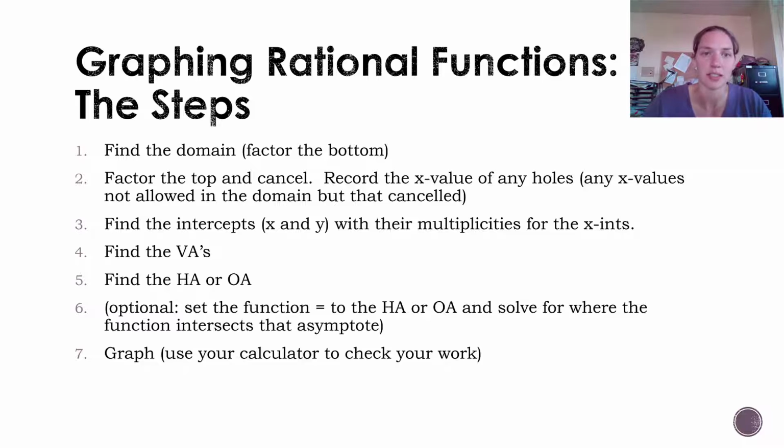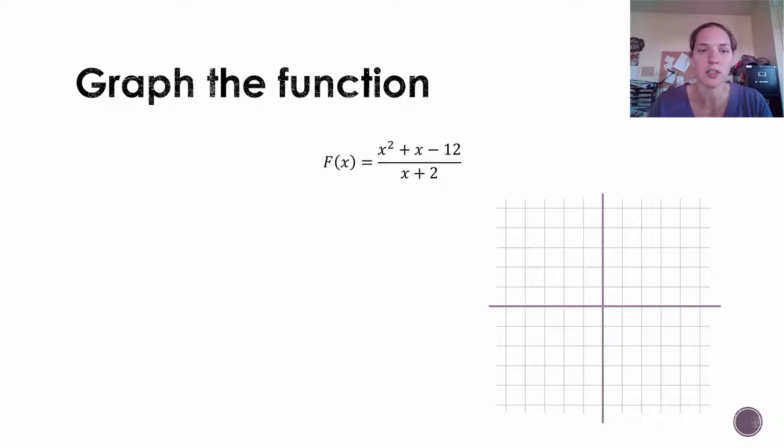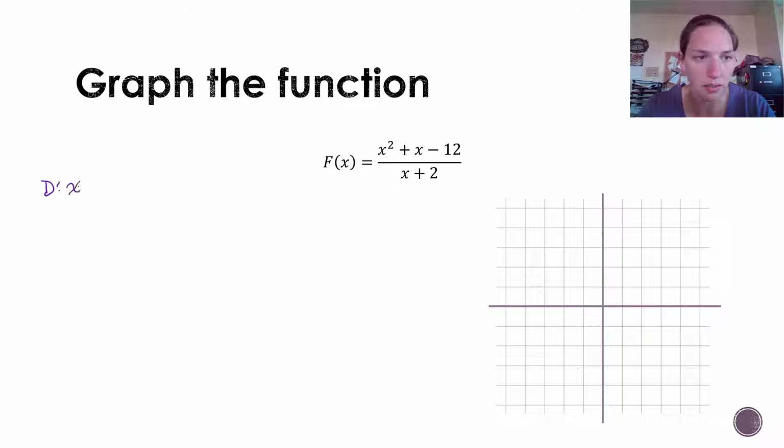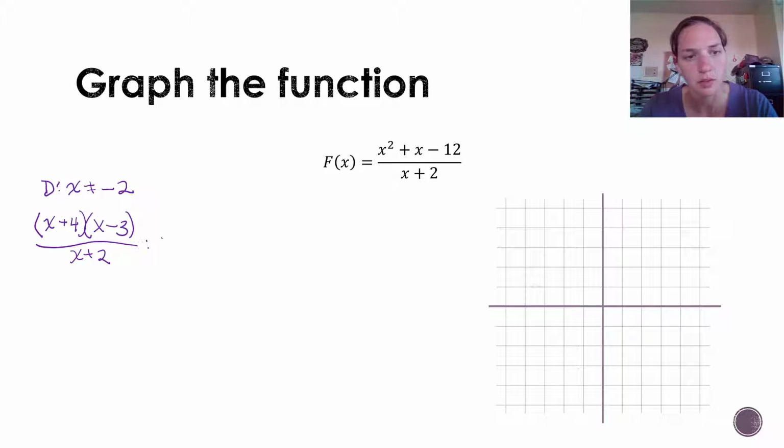So, couple of examples. Here's our first one. We're going to graph this function. So first things first, we're going to find the domain. All right. Domain is x not equal to -2. I don't even have to factor the bottom. It's just right there. Now I'm going to factor the top. x plus 4, x minus 3. Okay, that works. Over x plus 2. Means no holes. I didn't cancel anything, so I don't have any holes here. So that's kind of nice.